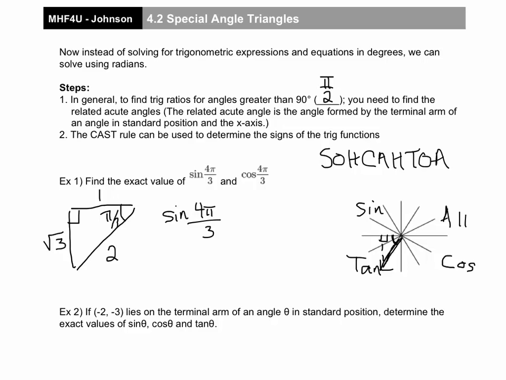To find the sine then of 4 pi over 3, remember our SOHCAHTOA. So sine is opposite over hypotenuse. It's going to be root 3 over 2. Because we are in the quadrant where only tan is positive, this is going to have a negative value. Cos of 4 pi over 3 is going to be adjacent over hypotenuse, so 1 over 2. Again, it's in the quadrant where only tan is positive, so this is going to have a negative sign.